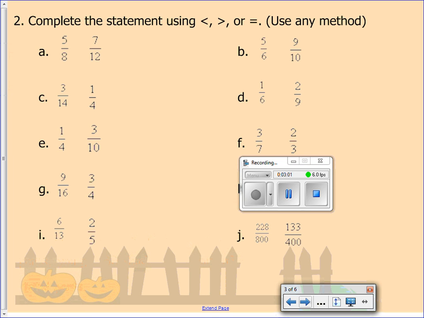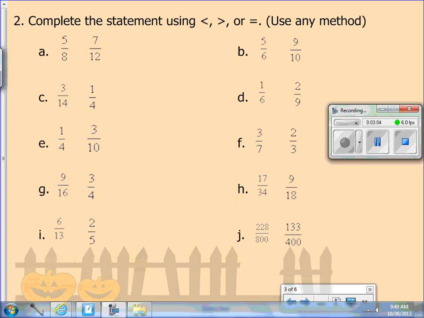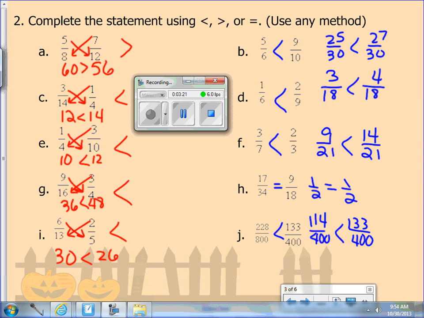So now we have some exercises where we are going to use either cross products or find the least common denominator. I'm going to pause the video, work each one, then come back and let you check your answers. As you go back and check A through J, the ones on the left-hand side, I used cross products to determine if they were less than, greater than, or equal to. The ones on the right-hand side, I found a least common denominator and compared the fractions to determine which one was the larger of the two.